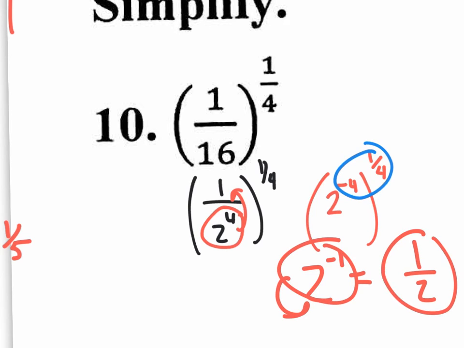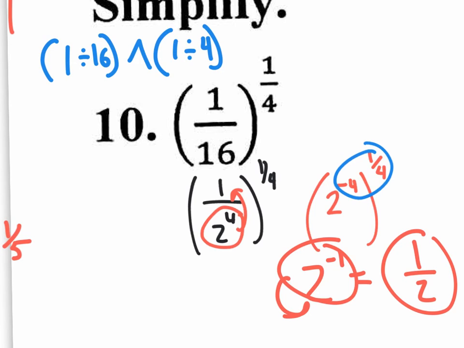Now, you don't have to do that. You could type it into the calculator like this, parenthesis 1 divided by 16, close parenthesis. Look for the caret button, because that'll be your exponent. Then you open parentheses and put 1 divided by 4, close parenthesis, and then hit equal, and that'll give you the same answer, 0.5 or 1/2.